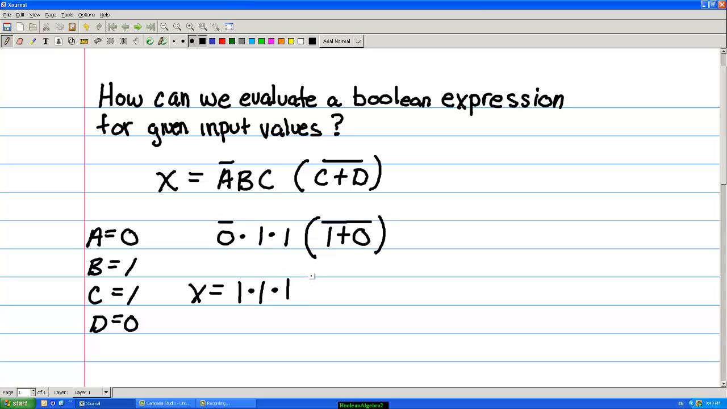Now let's do the operations within parentheses. We've got 1 OR together with 0, we know that equals 1. And then that has a bar over it, so not 1 is 0. So we have 0, going backwards here, 1 and 1 and 1. So this essentially is a 4-input AND gate, and we know that an AND output only produces a 1 on the output if all the inputs are high, or a 1. So for this, x will equal 0.